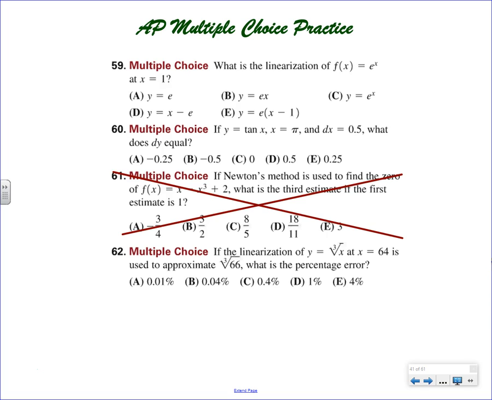Okay, workspace. We are in section 5.5 APMC. We're skipping 61 because we're not doing Newton's method. Is this 5.4? Why not? 5.5. 5.5 APMC. I don't remember if we come back to Newton's method, as to whether or not we need it. I'm trying to remember.